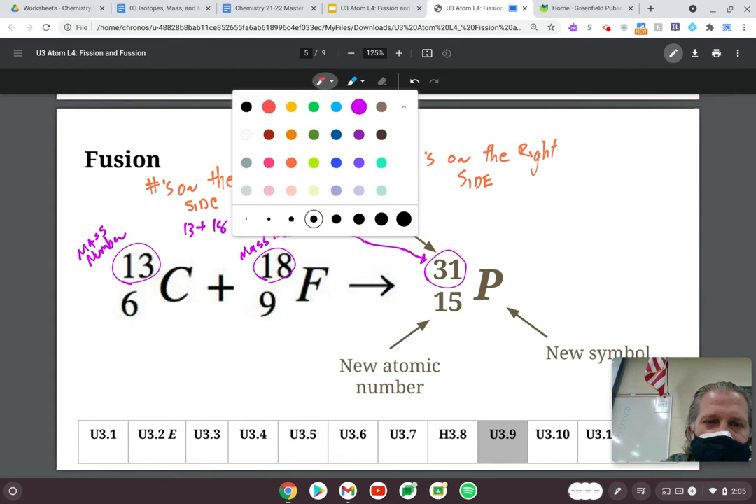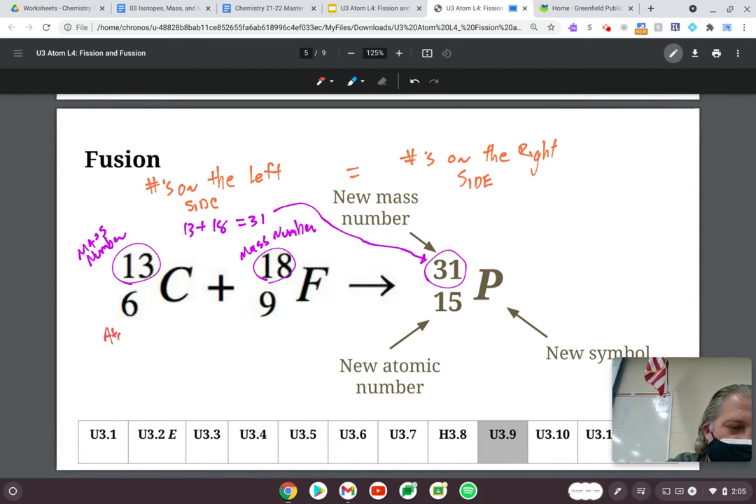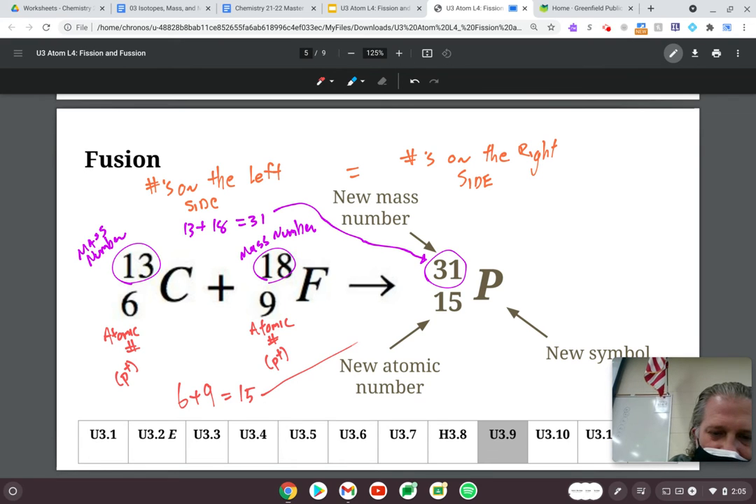We also have the atomic number of the first atom and the atomic number of the second atom. And you may recall that that's protons, right, in the nucleus. So I'm going to take 6 plus 9, which is equal to 15, and see that that becomes the new atomic number of my new atom.